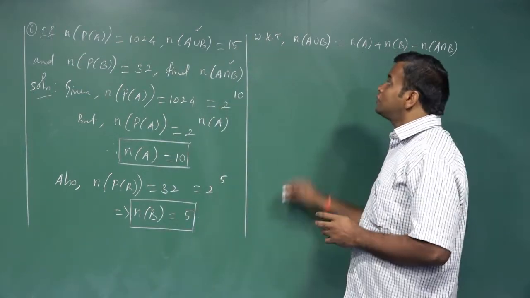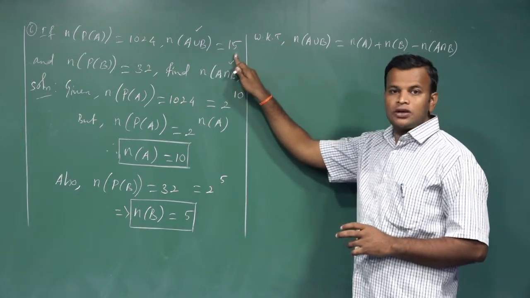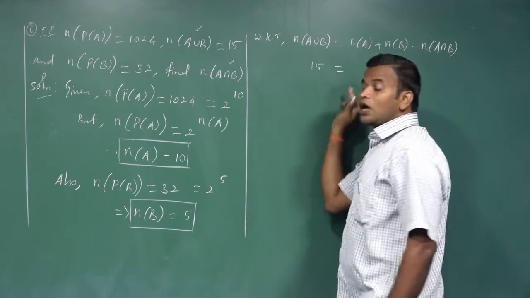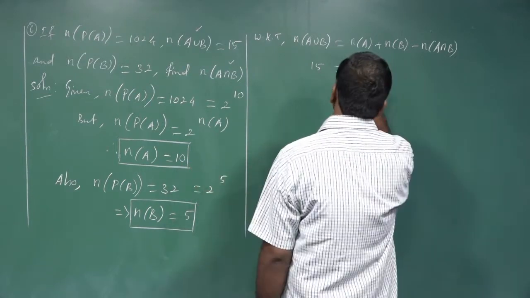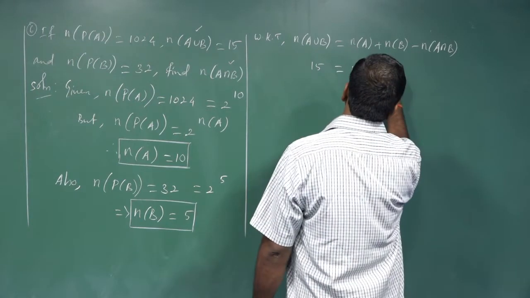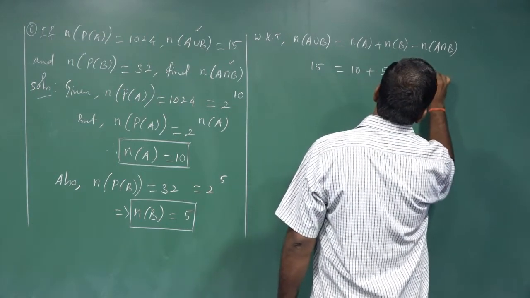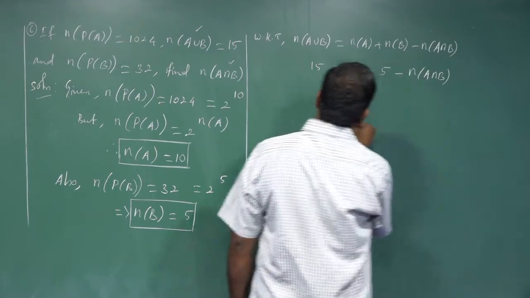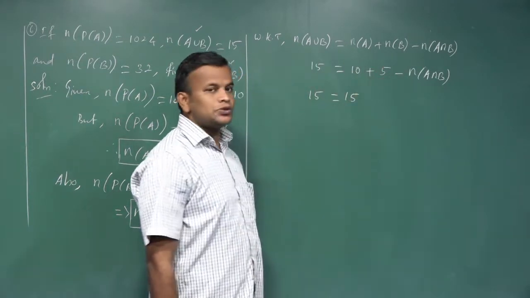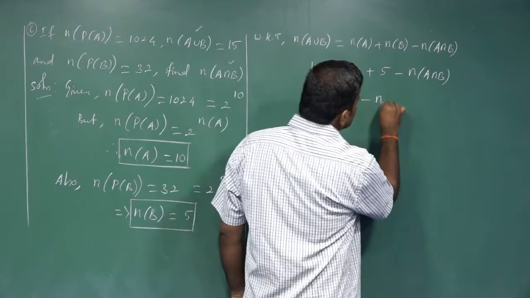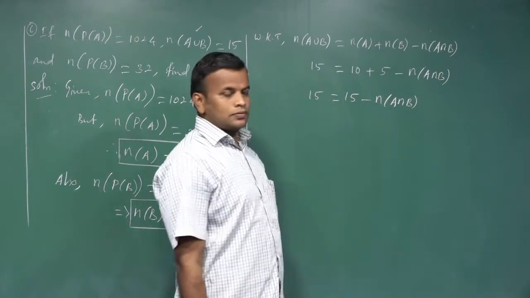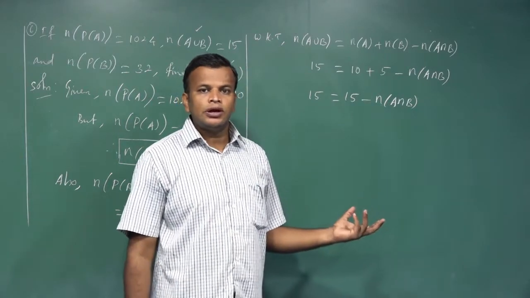So what are the known values? n of A union B, that value is given. The value is 15. n of A, we already found. The value of n of A is 10, plus n of B is 5, minus n of A intersection B. So 15. 10 plus 5 is also 15, minus n of A intersection B. We need that term only. So what is the value? The value is just 0.